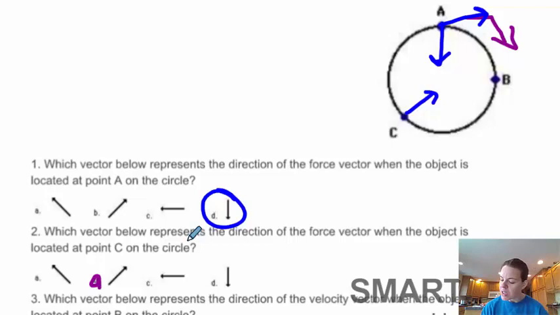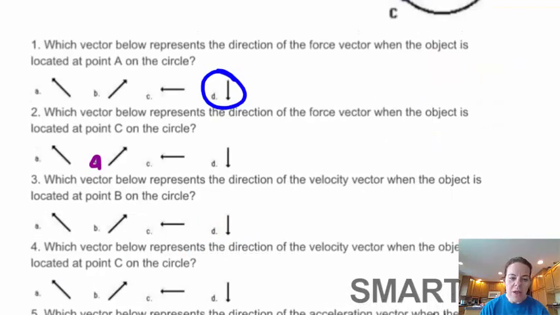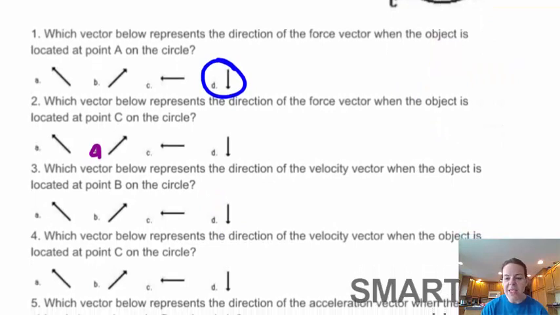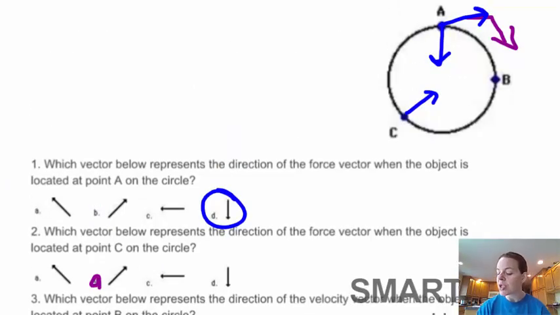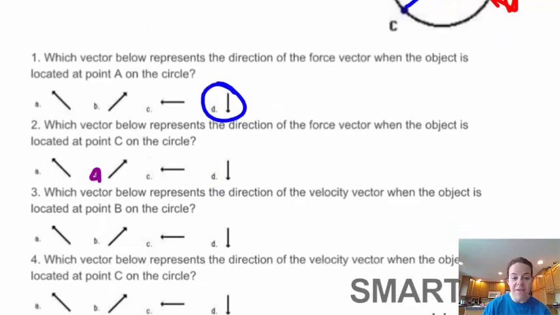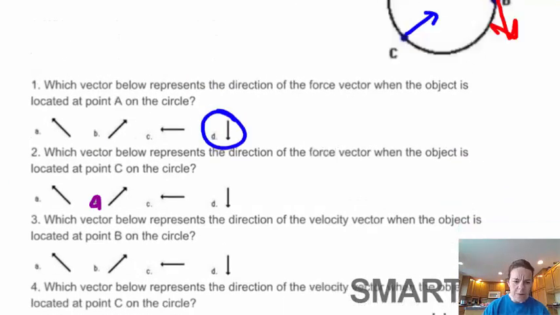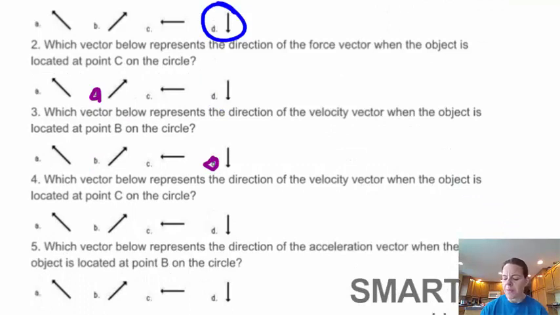All right, for question 3, which vector represents the direction of the velocity vector when the object is located at point B? Okay, so if you're looking at point B, the object wants to keep moving off on a tangent, right? So its velocity is actually this direction because its inertia is always in a straight line motion. And that's why your velocity vector, different from force, for that one would point in that direction. So you would choose D for that one because it's pointing straight down.